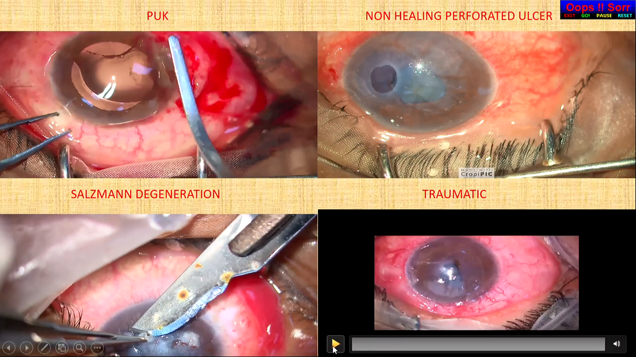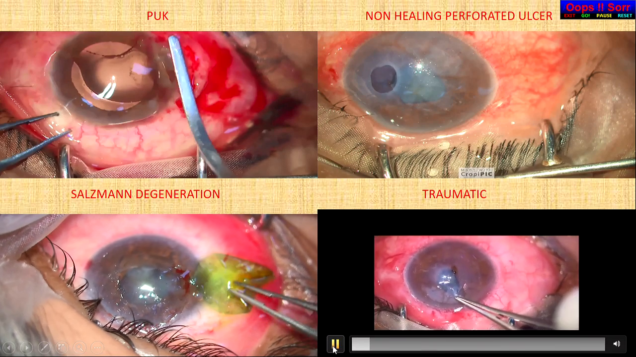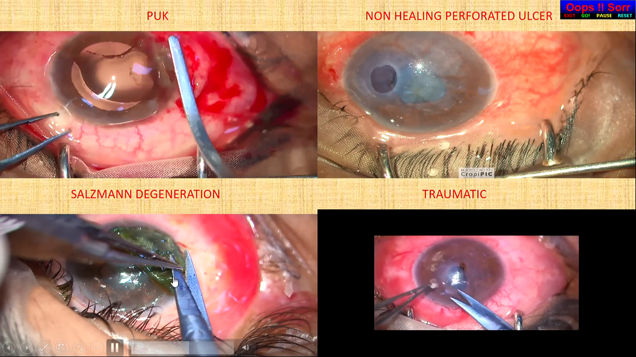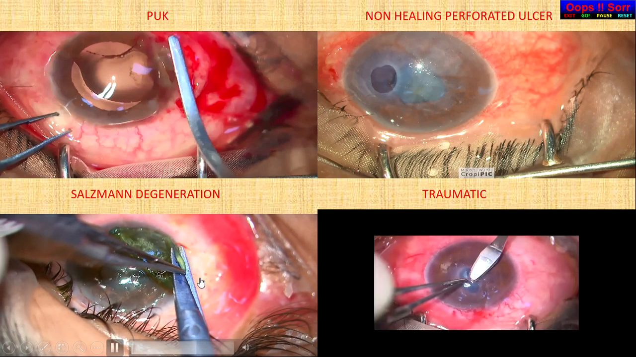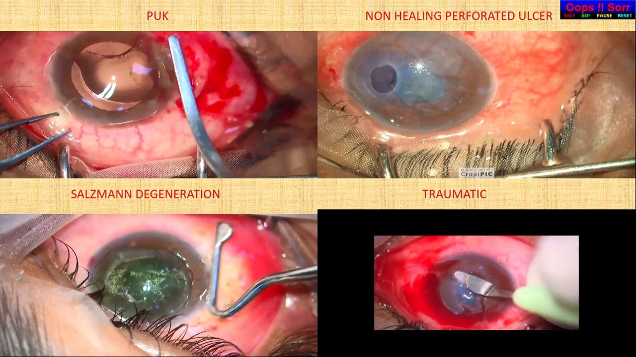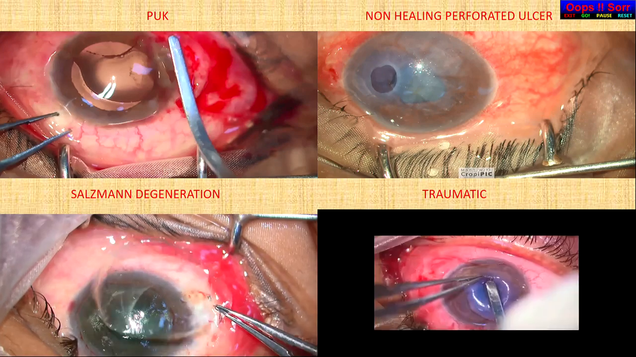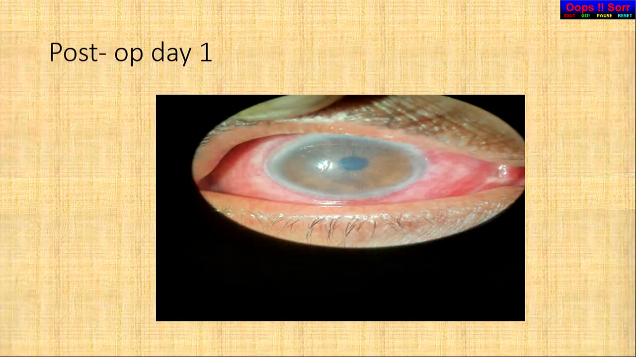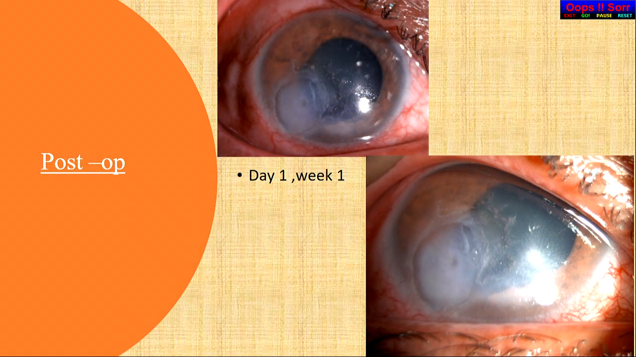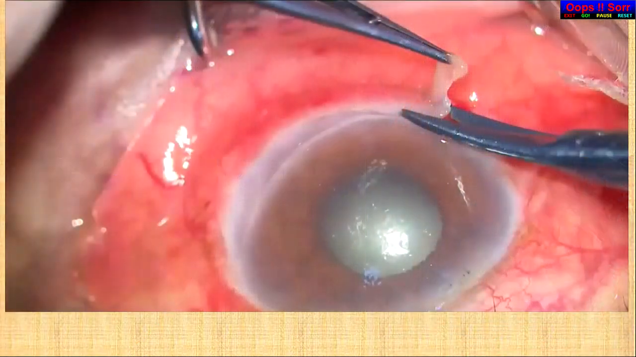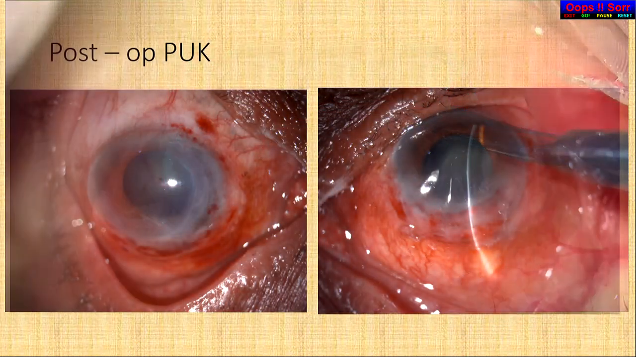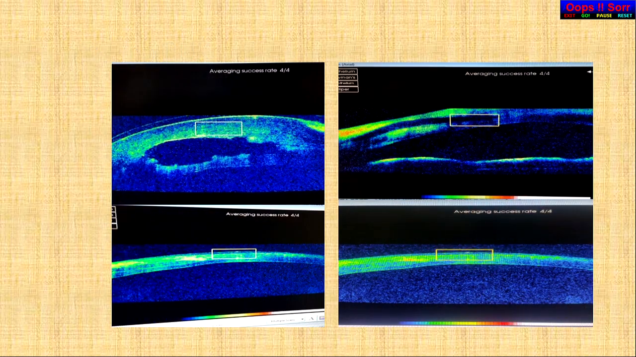Here again, a glued case. You can see the color of the Bowman's layer here is yellow. Yellow is because it has been given riboflavin dye, and C3R has been done over it so as to strengthen it. This is one of the post-operative pictures of this same patient. This is another patient. This is a PUK. These are the results of PUKs. These are the OCT pictures, from day 1 to 1 month on the 4th one.